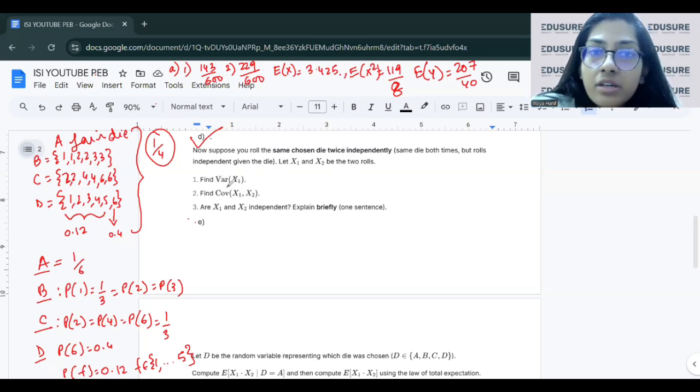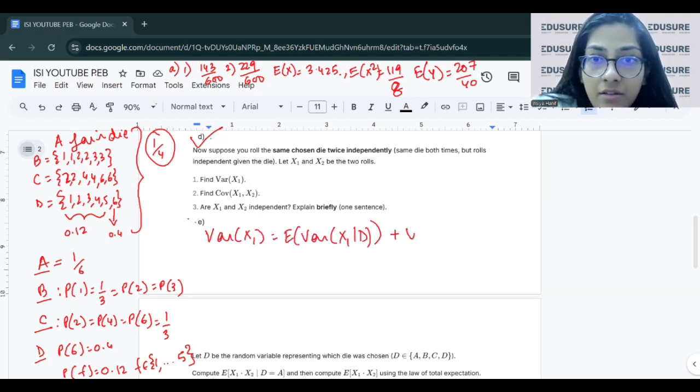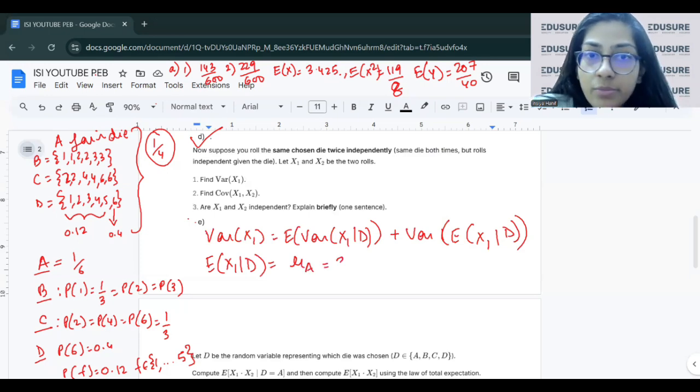So we first have to find the variance of X1, which is the first roll, right? So what will we do? Basically, by the law of total variance, what do we have? Variance of X1 is equal to expectation of variance of X1 given the die plus variance of expectation of X1 given the die. Now what will expectation of X1 given die be? So basically expectation of X1 given the die is going to be mu A, which is going to be 3.5, right?